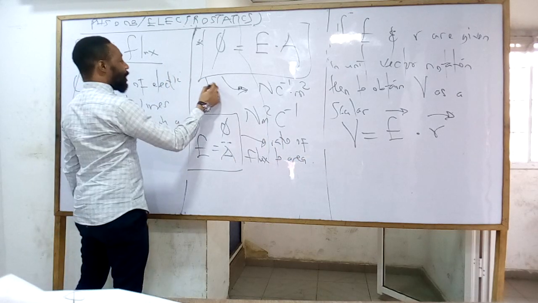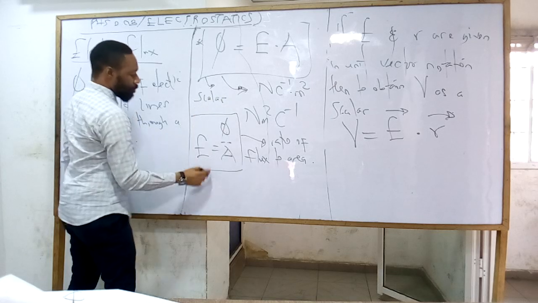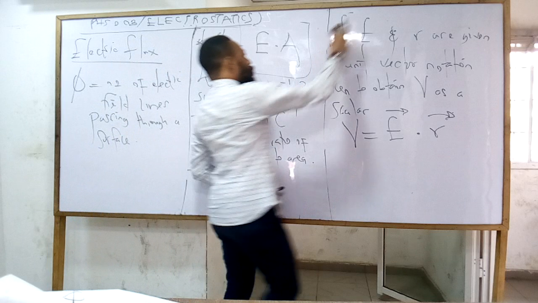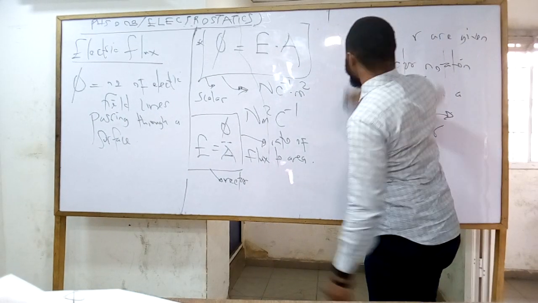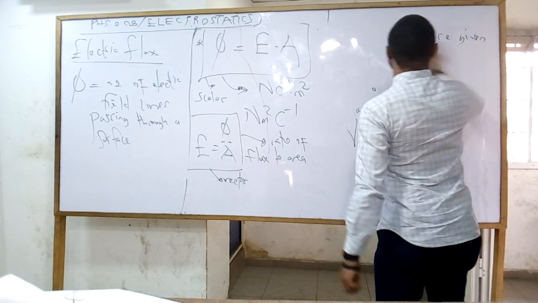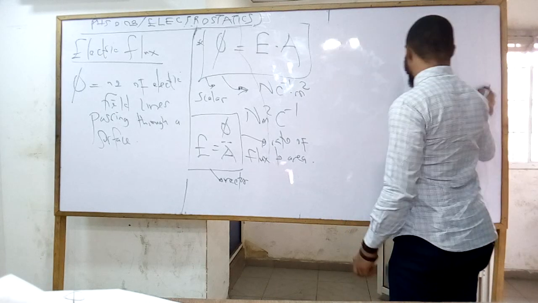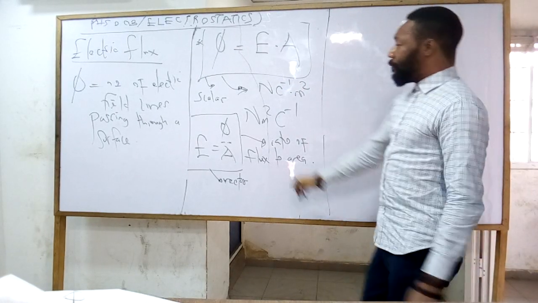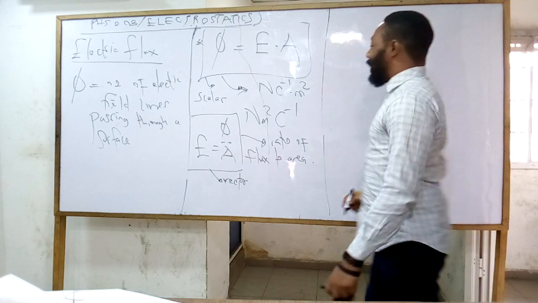So this guy is a scalar, don't forget. This one remains a vector. So that's another connection between electric field intensity and another parameter called electric flux. Now, what if you are given E and area as vectors?